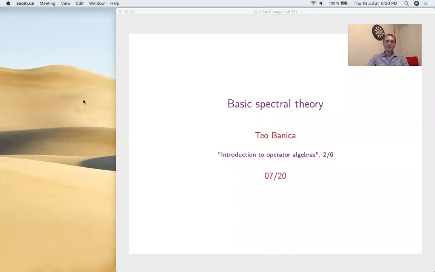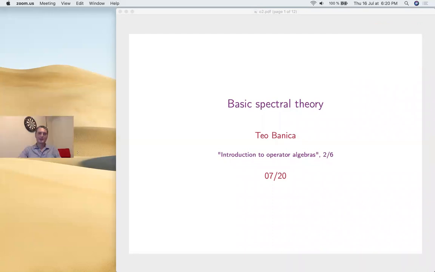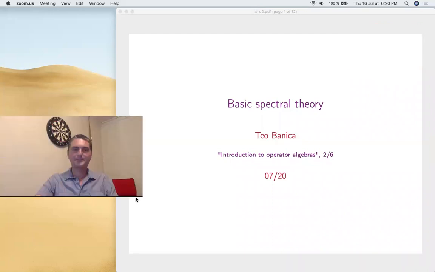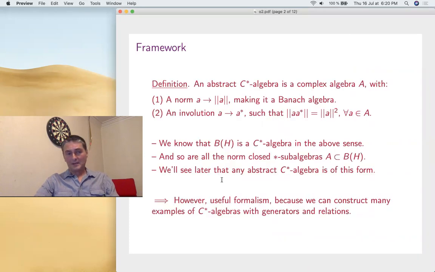Here we go. So, basic spectral theory. We learned some very basic things, so we'll use the framework that we found last time. We'll call this time an abstract C-star algebra: a complex algebra with a norm, making it a Banach algebra, and an involution such that this key formula is satisfied: the norm of A star A is the norm of A squared. So what's the point of this? We know that B of H is a C-star algebra. That was the main thing that we put last time.